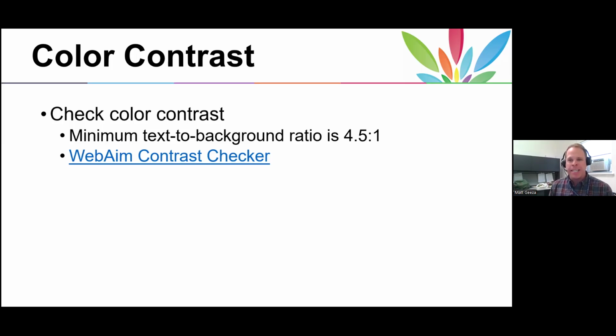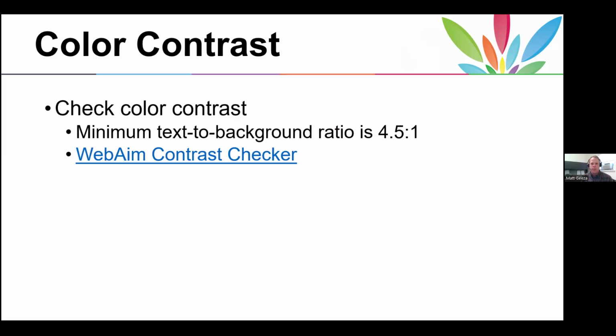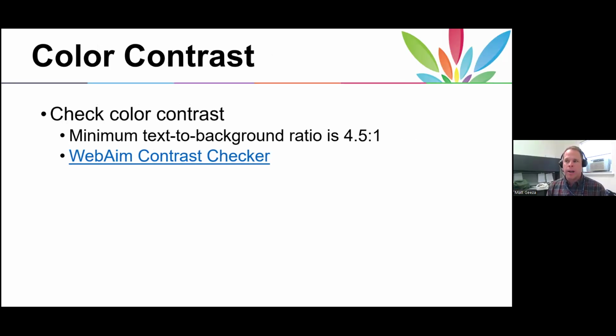I intentionally saved this for PowerPoint because I think we often encounter color contrast issues more in the context of PowerPoint. What we're aiming for is a minimum text to background ratio of 4.5 to 1. This is the standard set forth by the Web Content Accessibility Guidelines, also known as WCAG, and it's the level AA requirement for contrast.